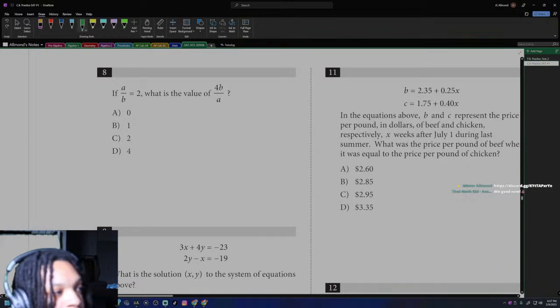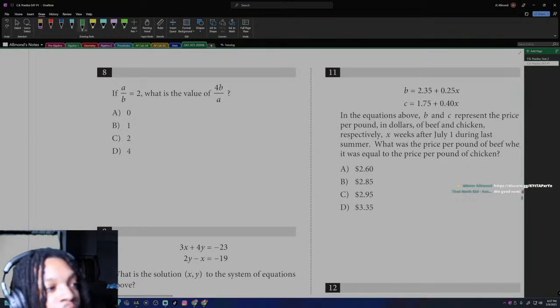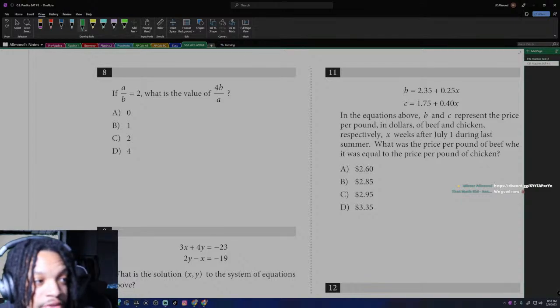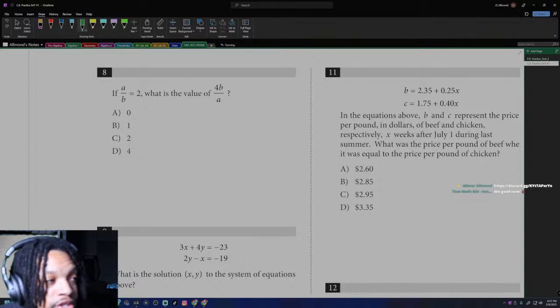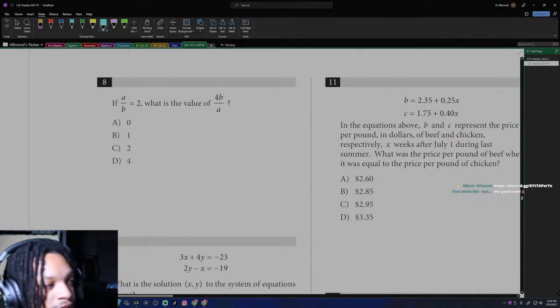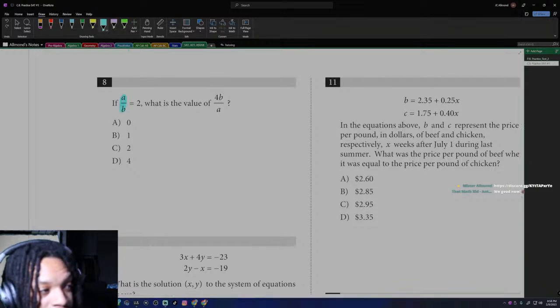All right, so if A over B equals 2, what is the value of 4B over A? Okay, so when you see questions like this that ask you for a value of something with 2 variables, usually a good strategy is to just manipulate whatever they give you. So where it says A over B, I'm going to see if I can fish out an A over B in this, and then I'm going to replace that A over B with 2. So they're talking about 4B over A.